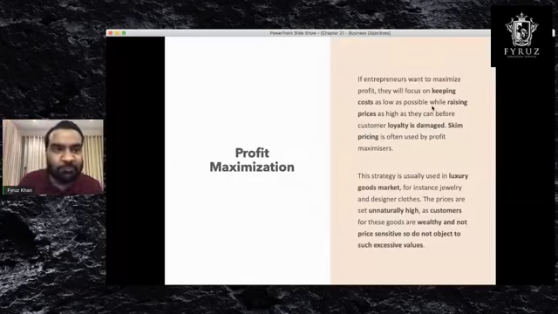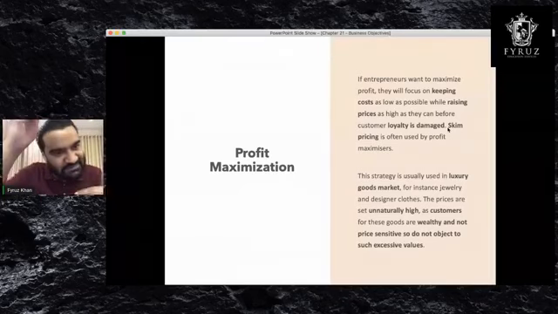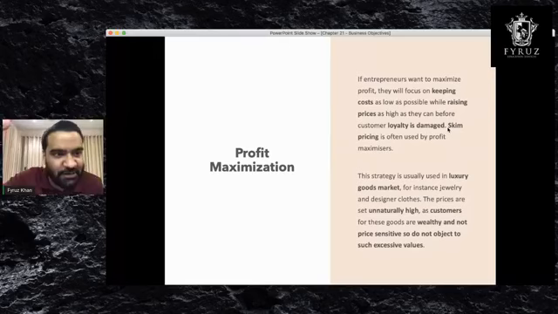The strategy will be skimming pricing. Skimming pricing means keeping the pricing at a higher level. Penetration pricing means keeping the price at a lower level. And that's what a lot of luxury goods do, right?